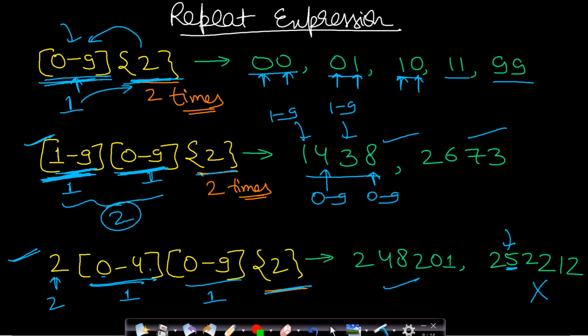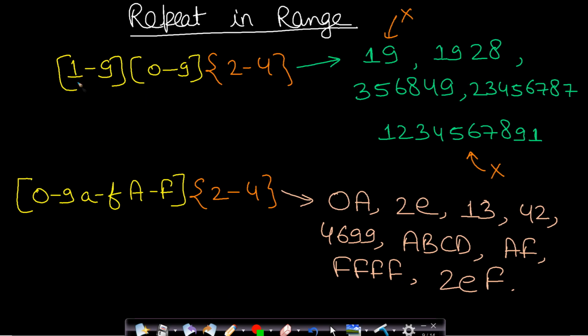So we have seen how we repeat our expression a given number of times. But we can also repeat our expression in a given range. Let us say you want to form a 2-digit number and this is our range. First digit should be in the range of 1 to 9 and second digit should be in the range of 0 to 9. And you want to repeat it, let's say 2 to 4 times. Then how will you do it? You don't need to do anything. You just write the low range, this is your low, then a hyphen, and this is your high value. So this will be repeated any number of times required from this low to high.